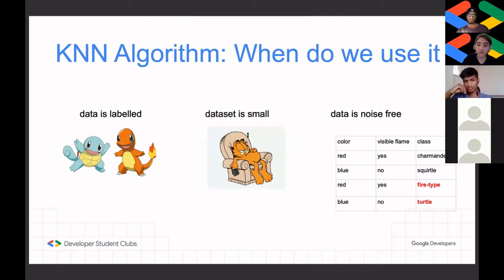Something in the early hundreds should be fine. And the data needs to be noise-free. So yeah, having noise in the data can be really problematic for a lot of machine learning model implementations.